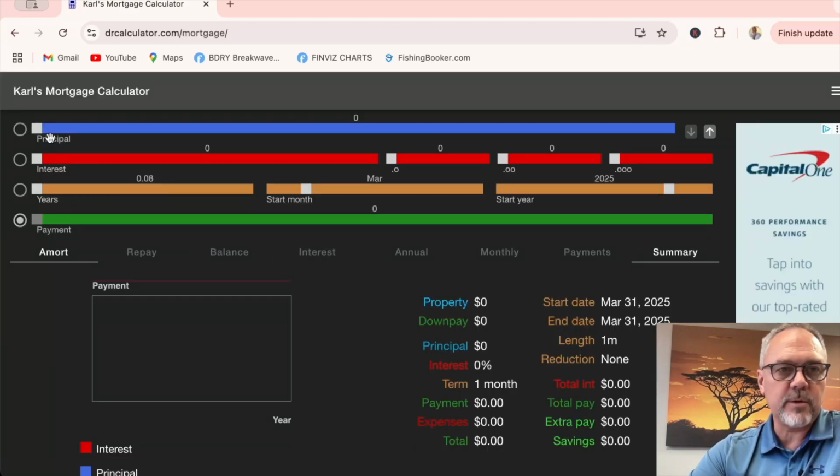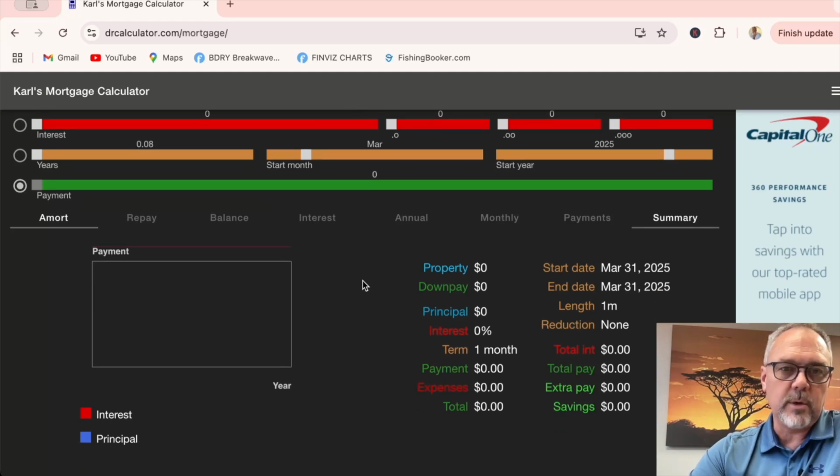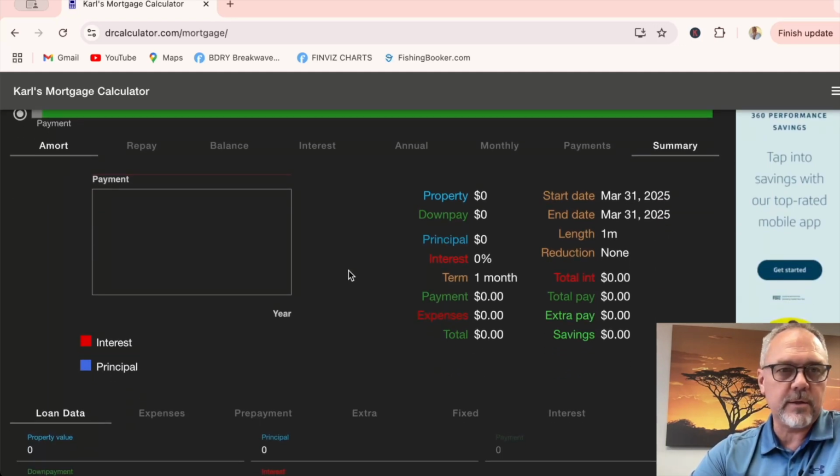So Karl's mortgage calculator, we've got principal, interest, years, payment. I don't really pay attention to this much up here, but down here you've got your main page, which shows your interest and principal, and you'll see that in this section in a little bit. As we begin to fill in some information: property, down payment, principal, interest, terms, payment amount, expenses, total.